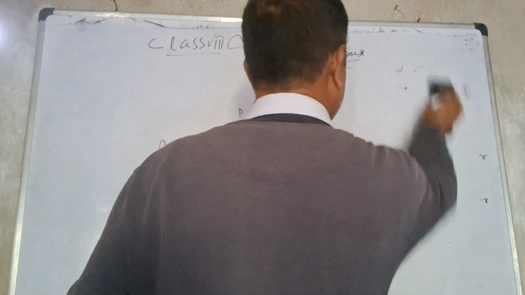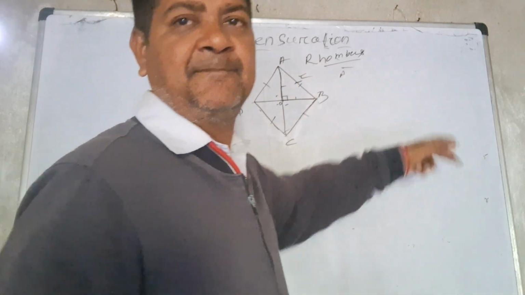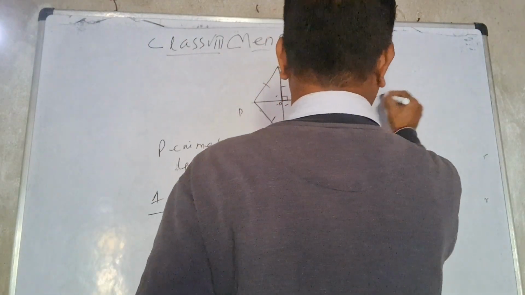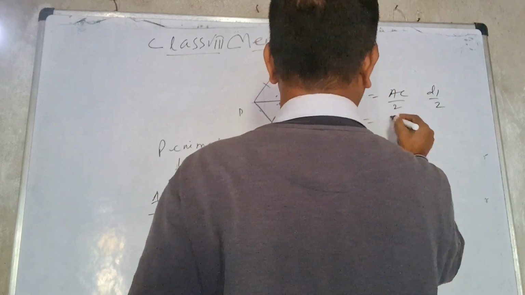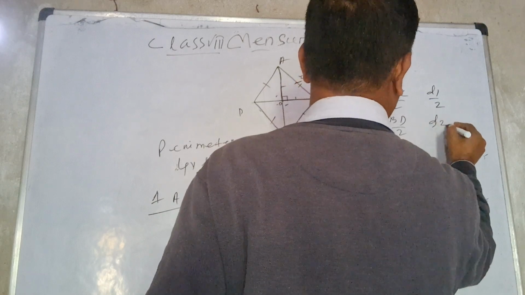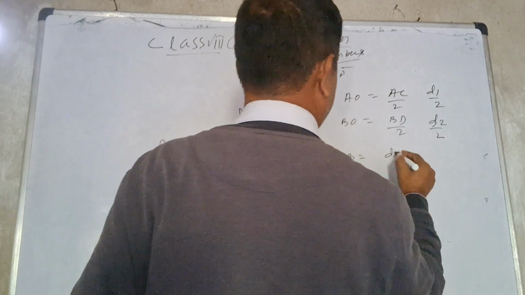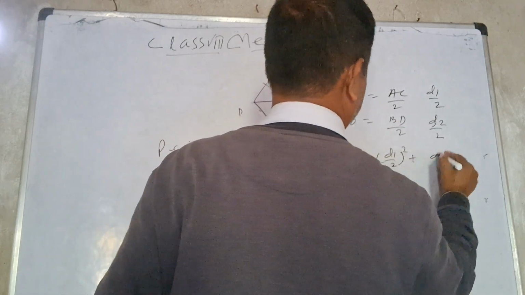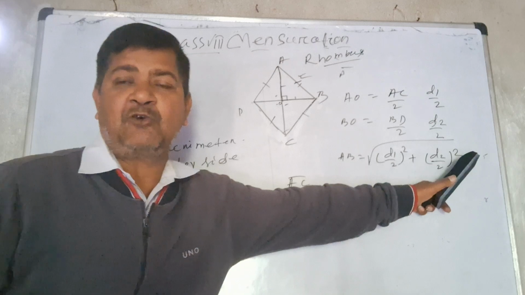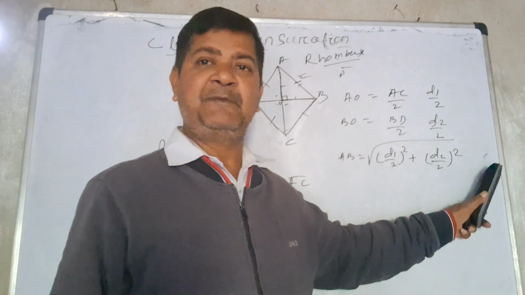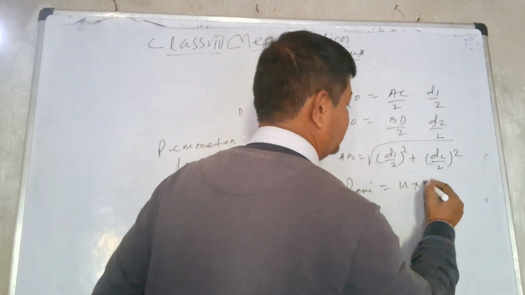Then how to find AO, how to find BO? I just said this before. Diagonals of rhombus bisect each other perpendicularly. That means AO equal to AC by 2 or D1 by 2. BO equal to BD by 2 or D2 by 2. Then AB equal to root over D1 by 2 square plus D2 by 2 square. In this way you will be able to find the value of AB. Once AB is found, perimeter is 4 into AB.